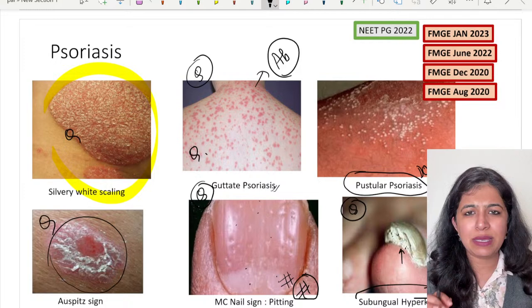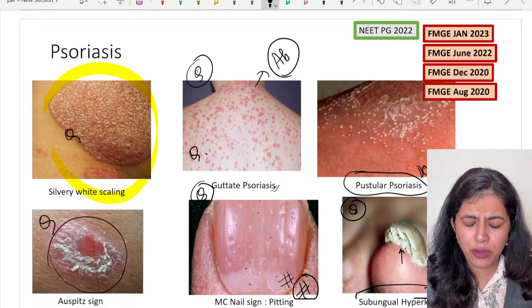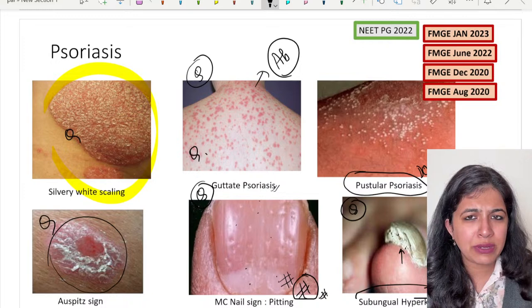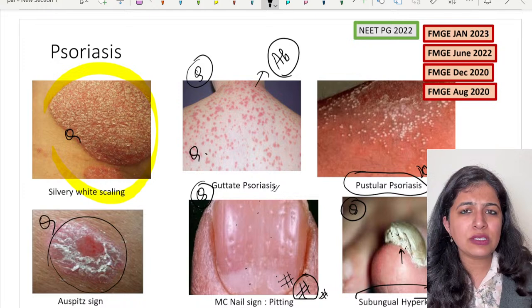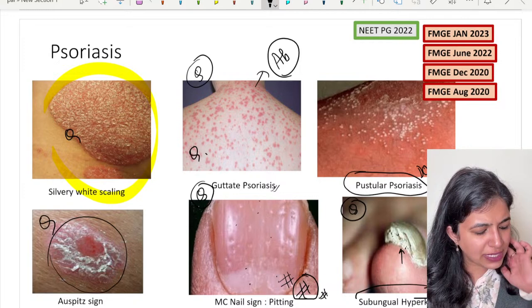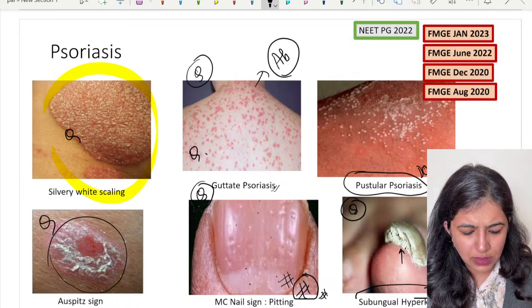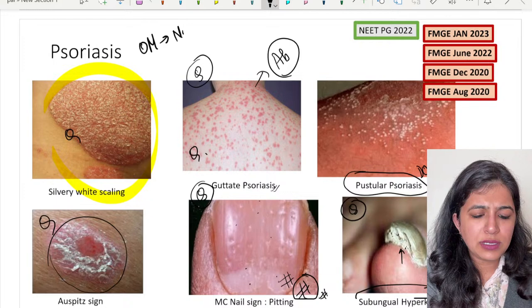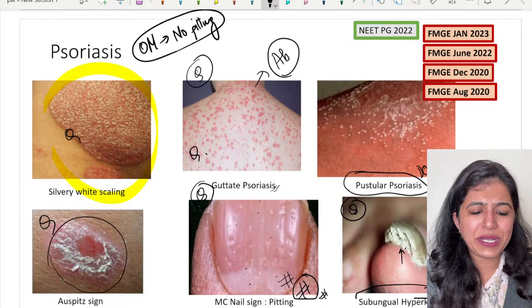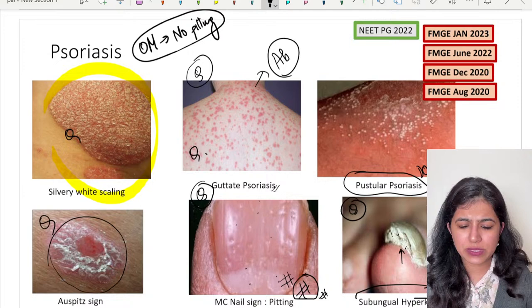Very important. Now, how do you differentiate a psoriatic nail from an alopecia areata? Irregular pitting here, and there it is regular pitting. How do you differentiate a nail psoriasis from an onychomycosis? Can anyone tell me? In onychomycosis, there is no pitting. That is the difference between a nail psoriasis and onychomycosis. So these are all important images from psoriasis.